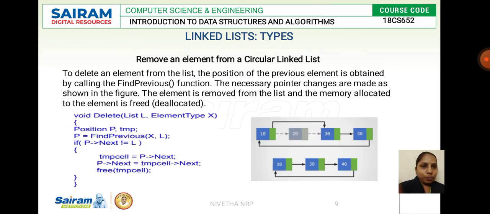Okay, the last operation in the circular linked list is deletion or removing an element from a list. So what is the procedure there? When we remove an element, the link has to be disconnected and a new link has to be created. So what is the function we are going to perform here? Delete is the function, and we are going to do that in the list L, and the element you are going to delete will be of element type.